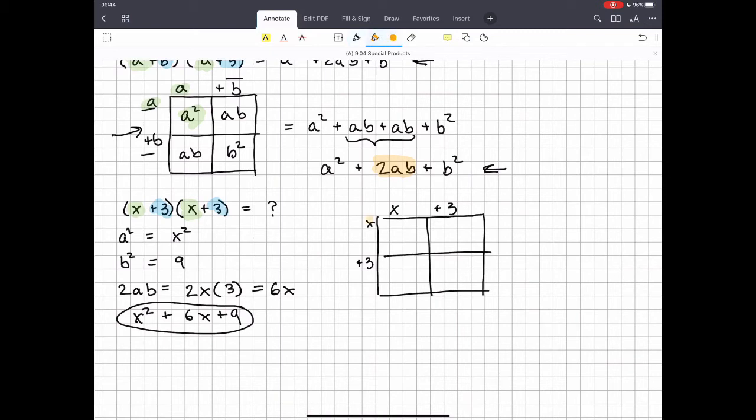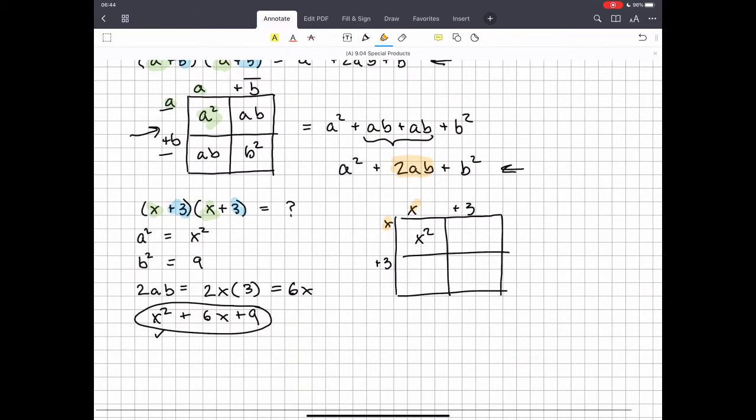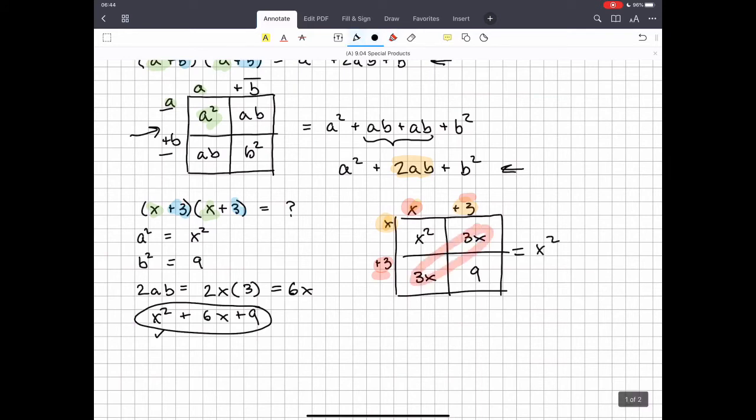So let's try it out. So x times x is x squared. That works. X times 3 is 3x. We'll go to the bottom line now. 3 times x is 3x. And 3 times 3 is 9. And sure enough, look, we get x squared. The 3x plus 3x is 6x, and I'm left with the 9. So there's a proof that this does work.